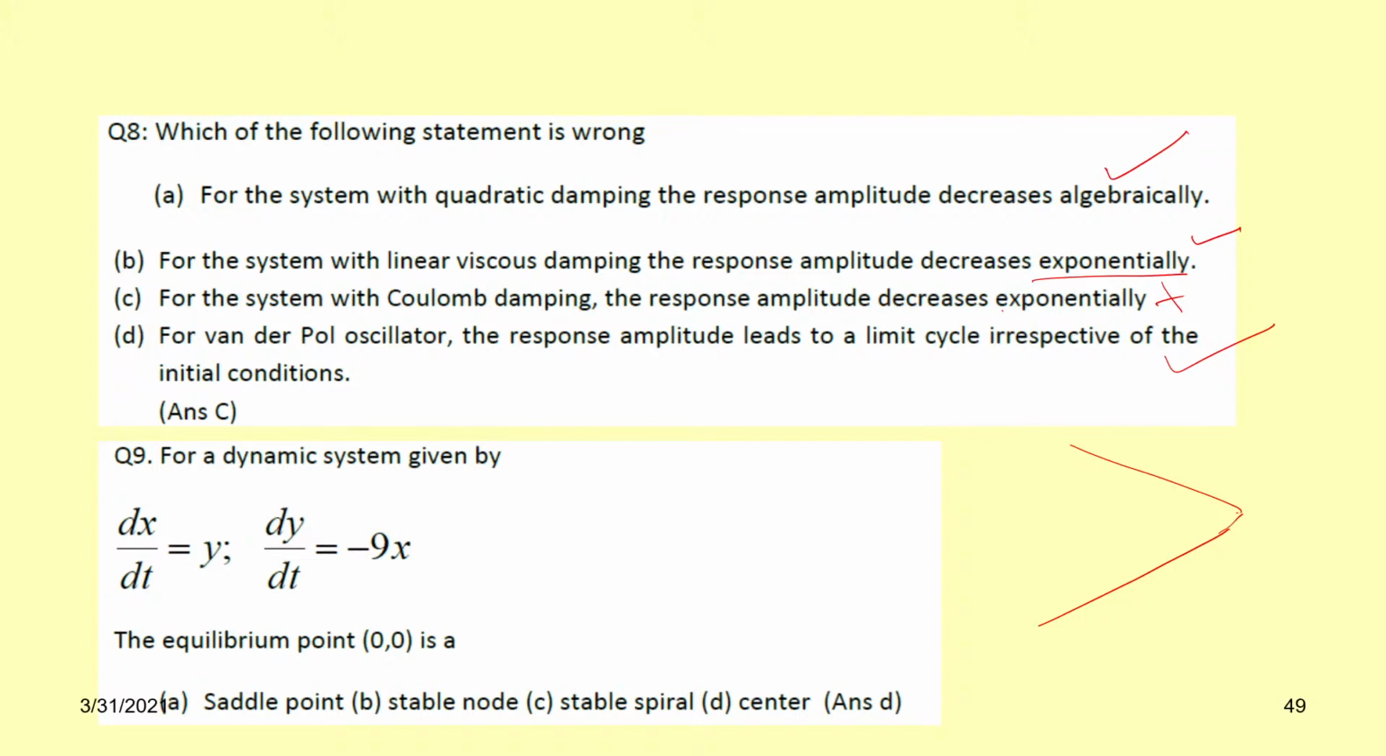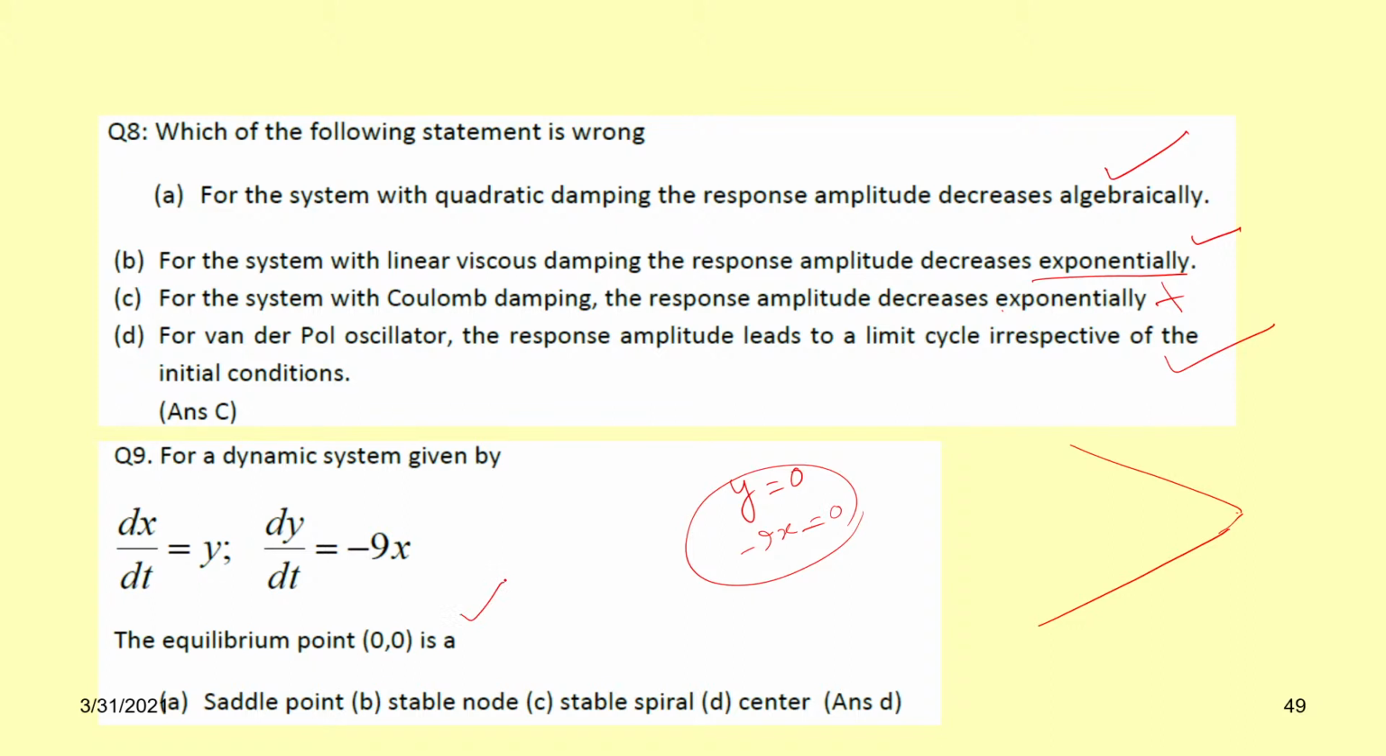Question number 9. For a system given by dx/dt equal to y and dy/dt equal to minus 9x, you can find the equilibrium point by substituting dx/dt equal to 0 and dy/dt equal to 0. Substituting dx/dt equal to 0, you get y equal to 0. Similarly, substituting dy/dt equal to 0, you get minus 9x equal to 0. So 0, 0 is a solution, the equilibrium point.